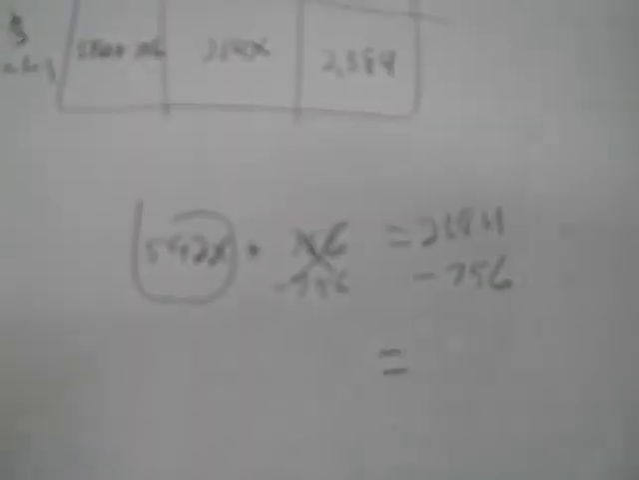Okay, and I also have that 756. You can't forget about him. And then you just, easy to solve. So I minus 756 from both sides. 2,384 minus 756 gives me 1,628.